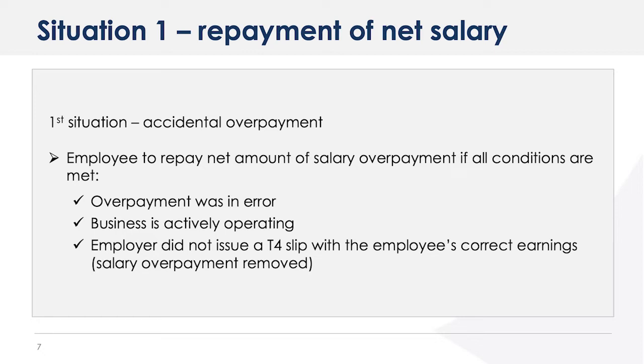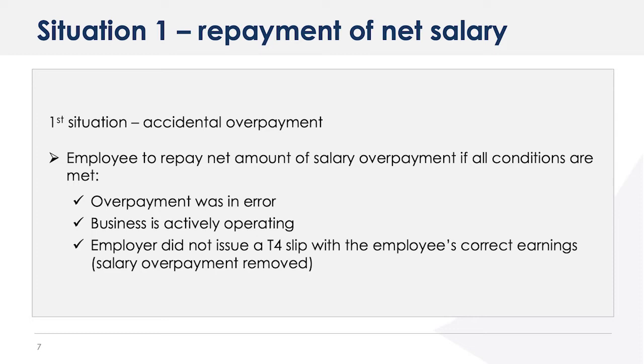Now we'll walk through how to correct salary overpayments. Let's start with the first situation, an accidental overpayment. Employers can elect to have the employee repay the net amount of the salary overpayment, which is gross pay less source deductions, if all of the following conditions are met. The overpayment was a result of a clerical, administrative, or system error. The business is actively operating.